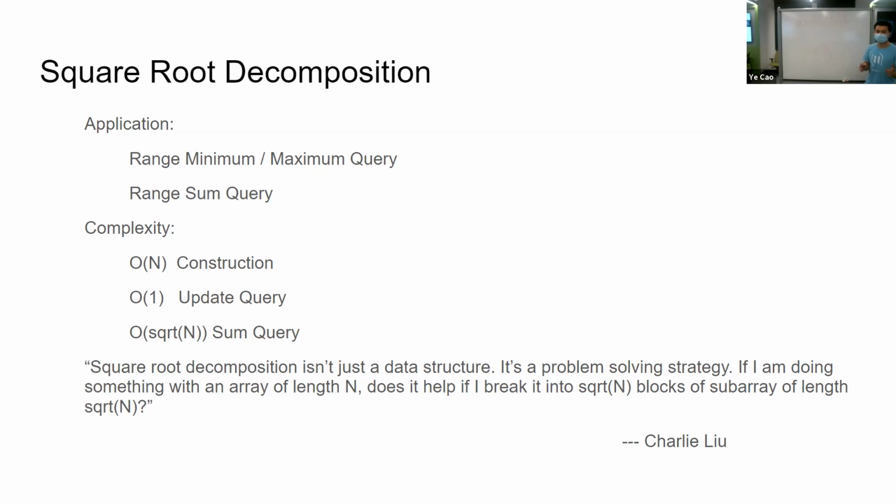The way you do the square root decomposition is that the first step is to break this giant one-dimensional list into small segments. Let's say the array has size n. For each small segment, the size, which I denote as s, would be the square root of the size of the array, rounded up.